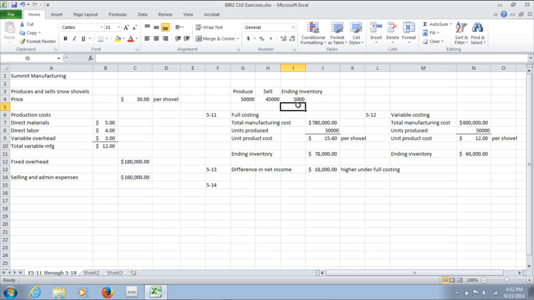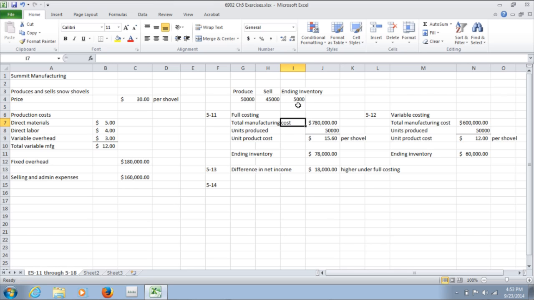Under variable costing, we've recognized the entire $180,000 because we expensed it as if it were a selling and administrative expense. It's not following GAAP, but it's saying, look, we have the $180,000 regardless of how much we produce, so we're just going to ignore that it's a product cost altogether. We may not do that under GAAP. We may do that under variable costing.